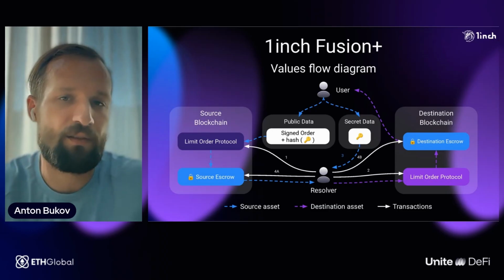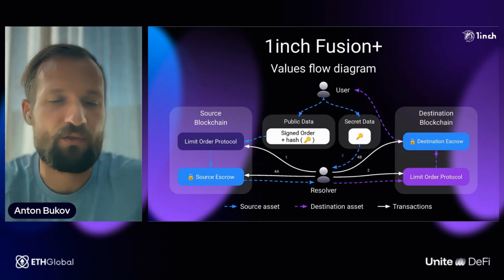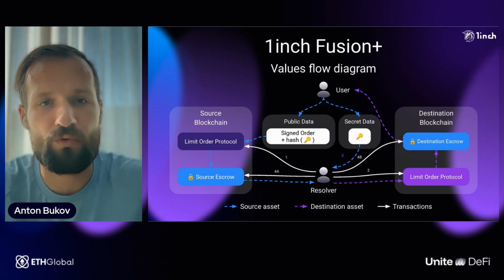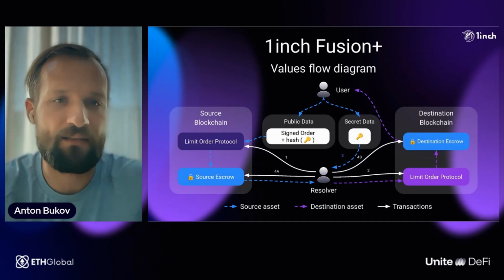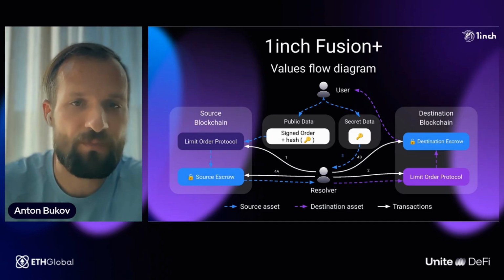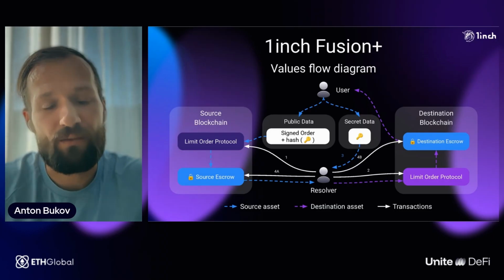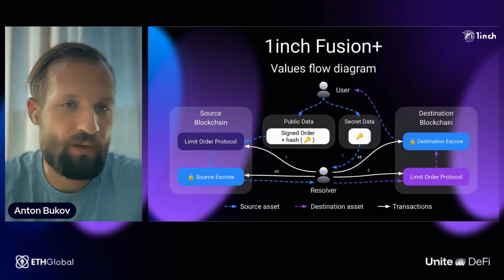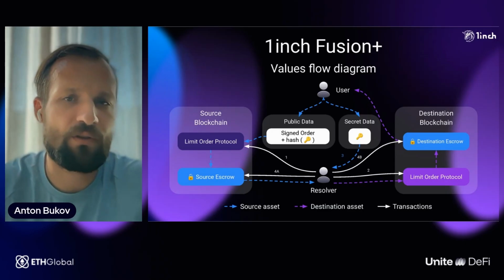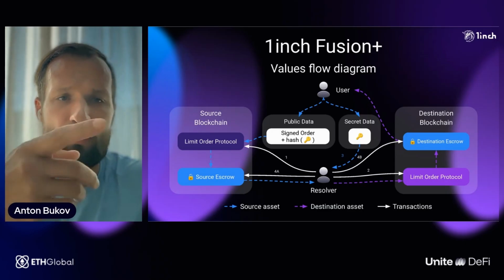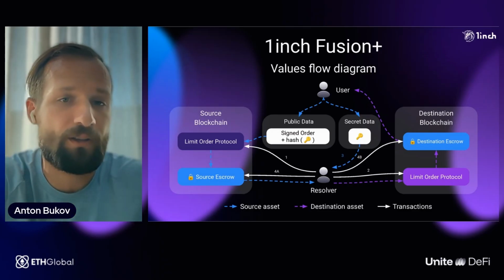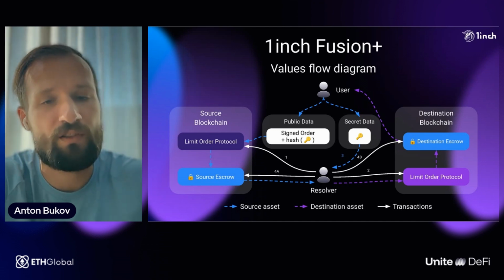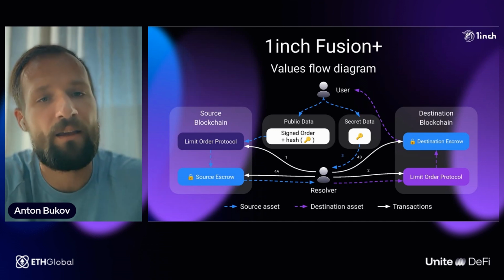So here we can see that the user originally creates two things. It creates a signed order, including the hash of the secret key. And they also create this secret key, which they do not reveal until something happens in the future. Then when the resolver is happy with the Dutch auction price for this order, they bring this order to the limit order protocol on the source chain. You can see it's arrow number 1. And then funds are locked inside the source escrow, which is locked by a timer and by the secret key.